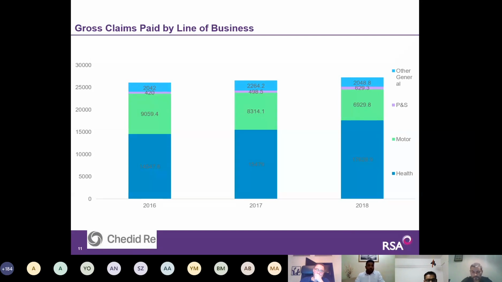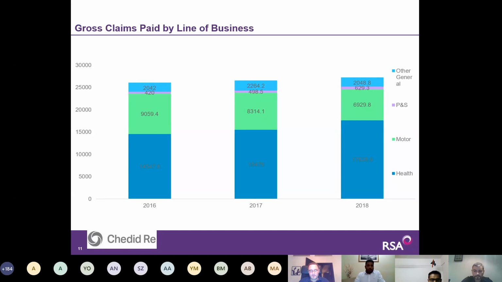And the motor line of business, as you can see, it was 9.05 billion gross claims paid in 2016, which is a 35% loss ratio, and in 2017 it is 8.3 billion, and in 2018 it is 6.9 billion, which represents a 31.3% and 25.4% loss ratio as well.